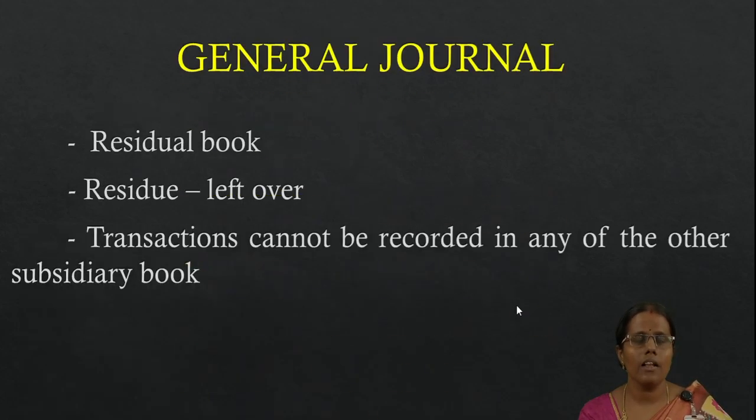So general ledger is also called residual book of ledger. Residue means leftover. So among the 7 subsidiary books, the entries which are not entered in any of the other subsidiary books are entered in the general journal. Transactions that cannot be recorded in any of the other subsidiary books are entered in the general journal, and it is also called journal proper.